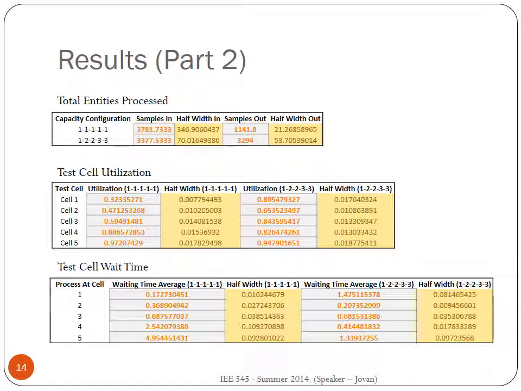The test cell utilization was also improved by varying the unit cell capacities. And finally, the test cell wait time was roughly equivalent for some of the cells, but also improved for cell number 5, which is actually the most critical cell, holding back the rest of the cells in the system.